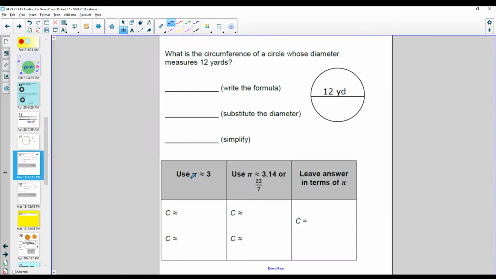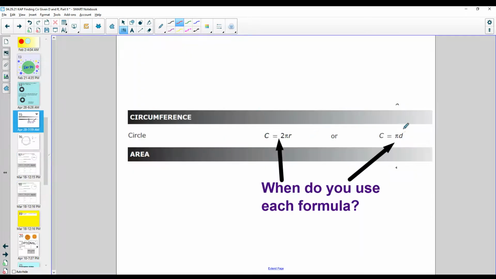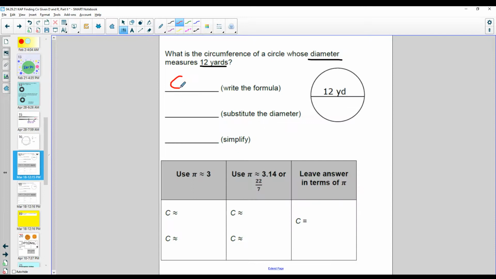So now, what is the circumference of a circle whose diameter measures 12 yards? So which formula should I use? I need to find circumference, and I was given diameter. So I will use C equals pi d. Substitute the diameter. What's the diameter? 12. So substitute means replace the diameter 12.